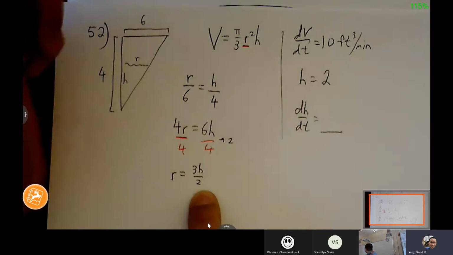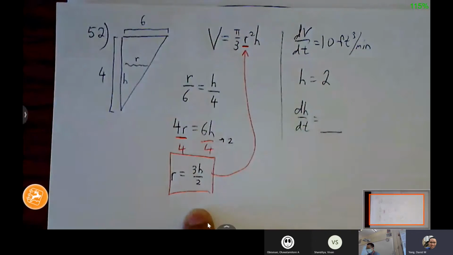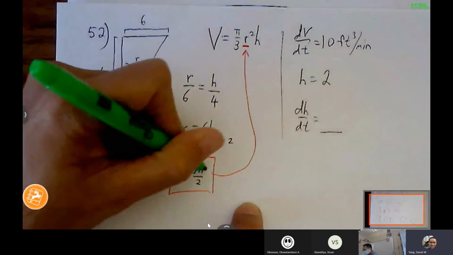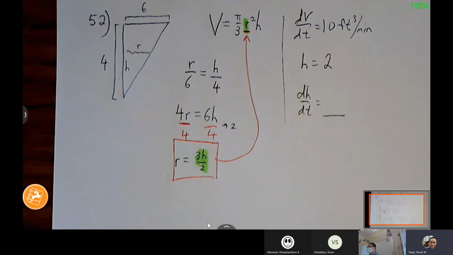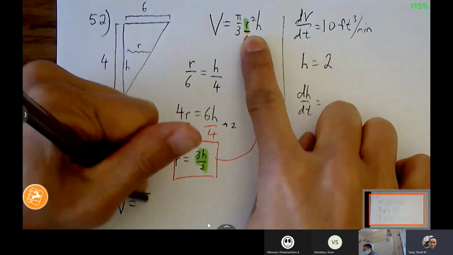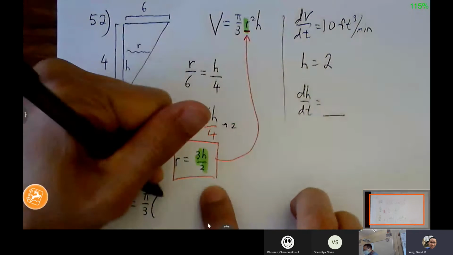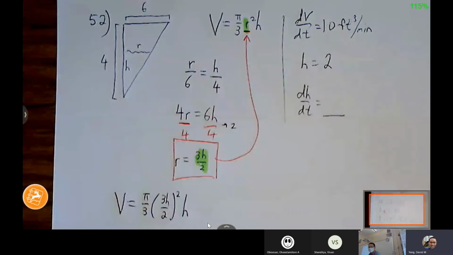So now I can take my 3h over 2 and dump it into the r here. So we'll let this go in place of that, in the hopes that we can get a volume equation with just h's, so that the r's can disappear. Okay, so here's my updated volume equation. Pi over 3 r squared, so 3h over 2 squared, and then times h.